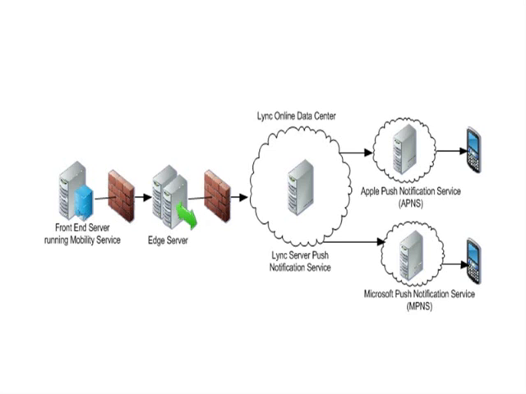In our next slide, we see an example of the architecture of the mobility services going through the Lync Online Data Center. This slide comes from Microsoft TechNet and it's available to you online. You'll notice over to the left that I have the front-end servers running the mobility service, and the traffic going out onto the internet is going through the DMZ through our edge servers, and then routing out through the Lync Online Data Center. And the Lync Online Data Center then routes the notifications either through the Apple Push Notification Service or through the Microsoft Push Notification Service. And from there, the notifications get passed down to your clients.